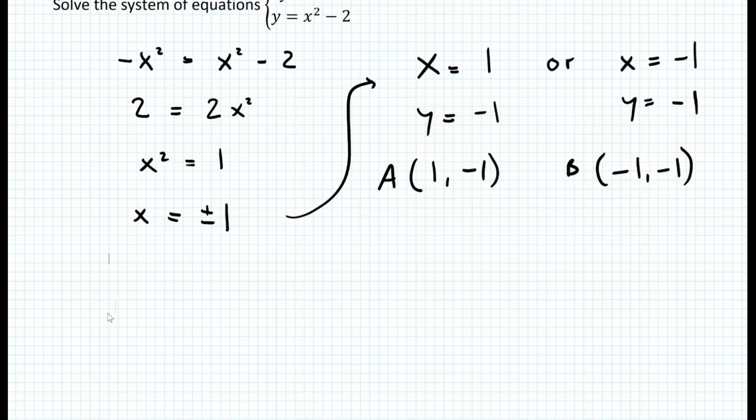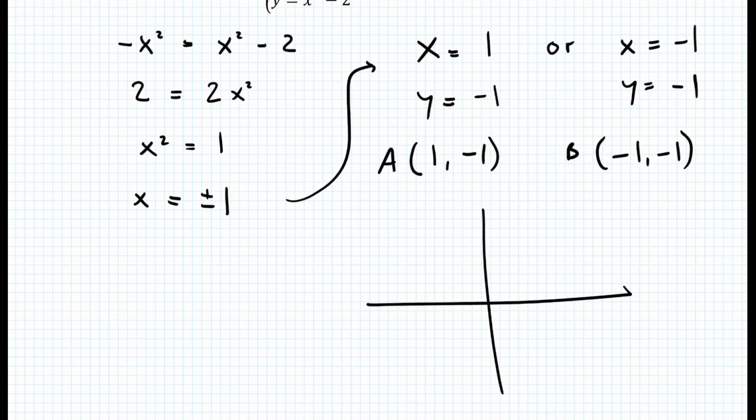So if you would graph this, let's say you have the x and y axis here. One of the points is going to be intersecting at 1, and the y value is negative 1. So let me write this in here: 1, negative 1. The other one is going to be negative 1, negative 1. So it's right here. So we have these 2 points of intersection.